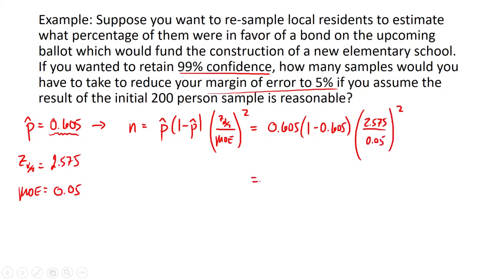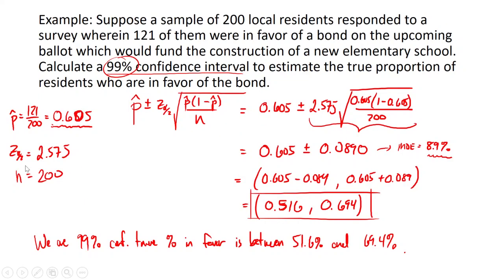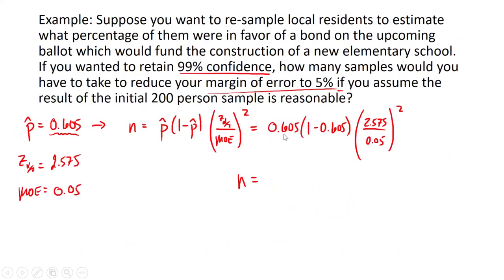Take a minute and see if you could pull a number out of that. Yeah, right. So I'm trying to find n. So wait, how did you get the p-hat? It says right here, the very last part, if you assume the result of the initial 200-person sample is reasonable. So that's coming from the one we just did. So it's like, hey, you already did some work, so don't throw it away and pretend you didn't do anything. You have a reasonable estimate for p hat, so let's use it.